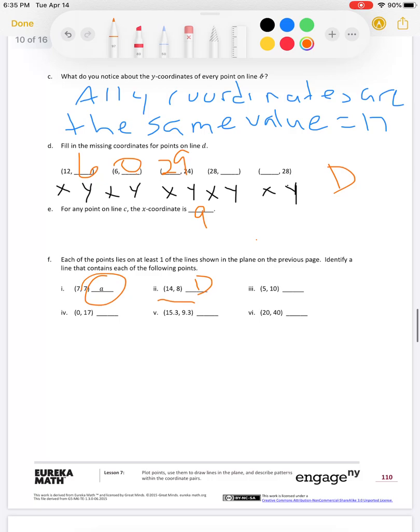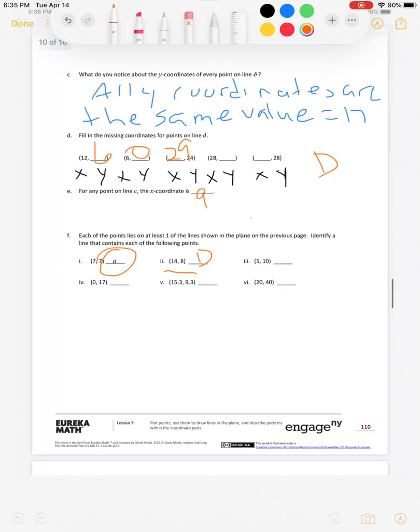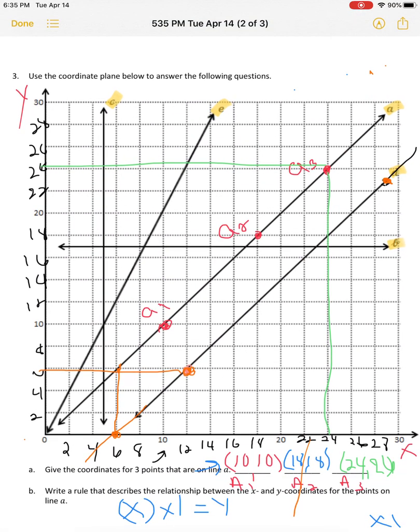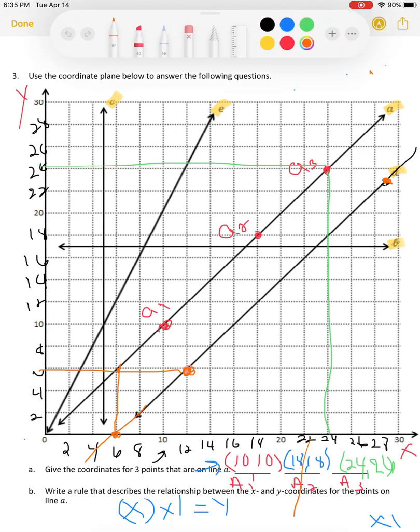Let's do the next one, 5, 10. So x is 5, y is 10. Let's go back and look at our coordinate plane. X is 5 and y is 10. I'll grab the tool. So x is 5, which is in between 4 and 6, and y equals 10. I'll go up to 10, which is here. What line does that sit on? X is 5 and y is 10.